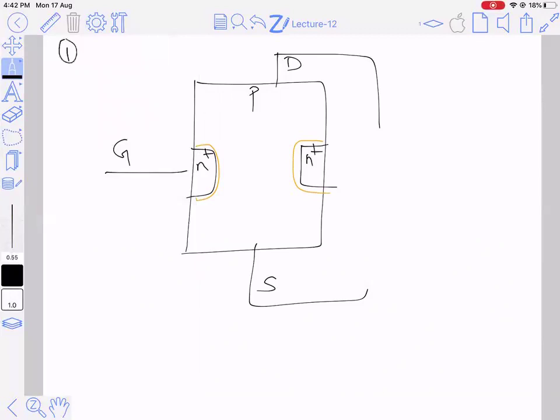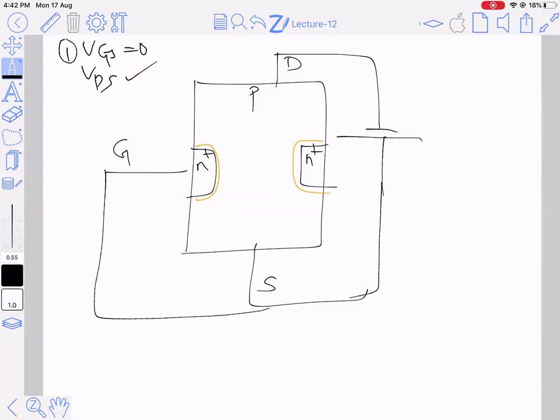Now what is the first condition? First is when VGS is 0 and you are applying some VDS. That was the first case we analyzed even for N channel. When VGS is 0, that means you're going to short the gate and source, and apply VDS. Please note over there VDS was positive. Over here your VDS will be negative. It's P channel, so you have the battery minus plus.